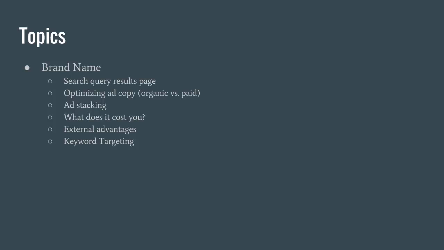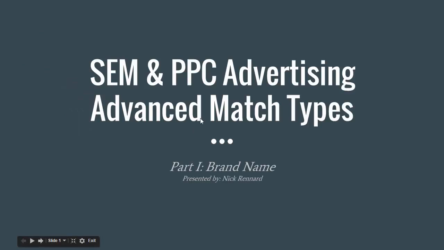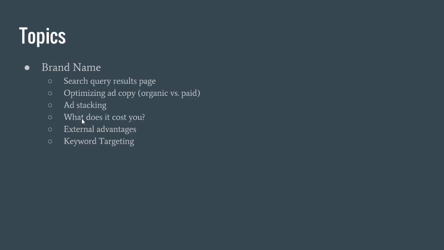Some of the external advantages of bidding on brand name, and then lastly, towards the end, I'm going to be diving into the actual match types. You'll recall that the original title was Advanced Match Types, but only at the end will I start talking about match types. Then in parts 2 and 3 and whatever other parts I create after this, I'll talk about match types more in depth.